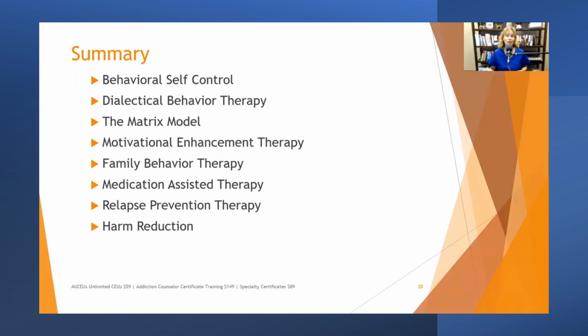Relapse prevention therapy helps people identify their triggers and cues, learn to identify what it feels like when they're being triggered, and how to take positive steps when they start feeling that way in order to effectively cope with that high-risk situation. And finally, harm reduction doesn't necessarily stop people from using, but it tries to prevent them from having additional problems in multiple areas, including liver, livelihood, and law.